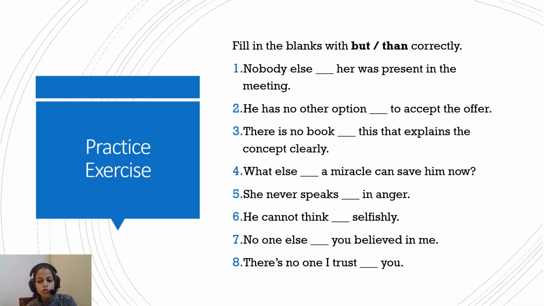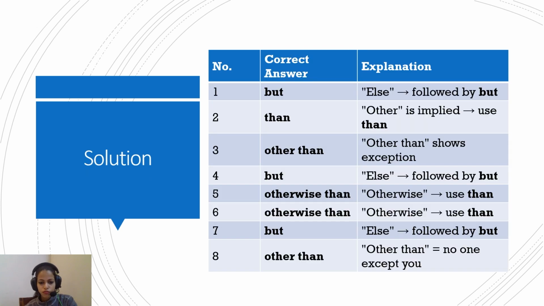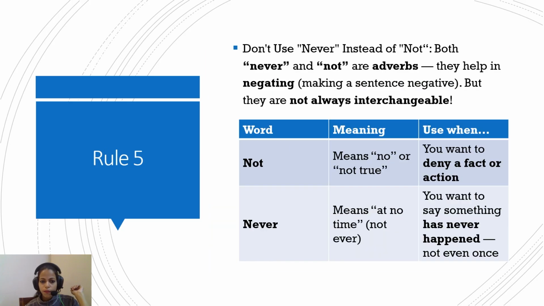So you were the only one who believed in him. There is no one I trust. There is no one I trust but you. There is no one I trust other than you. So this is the solution. Okay. Now let's get to rule 5.